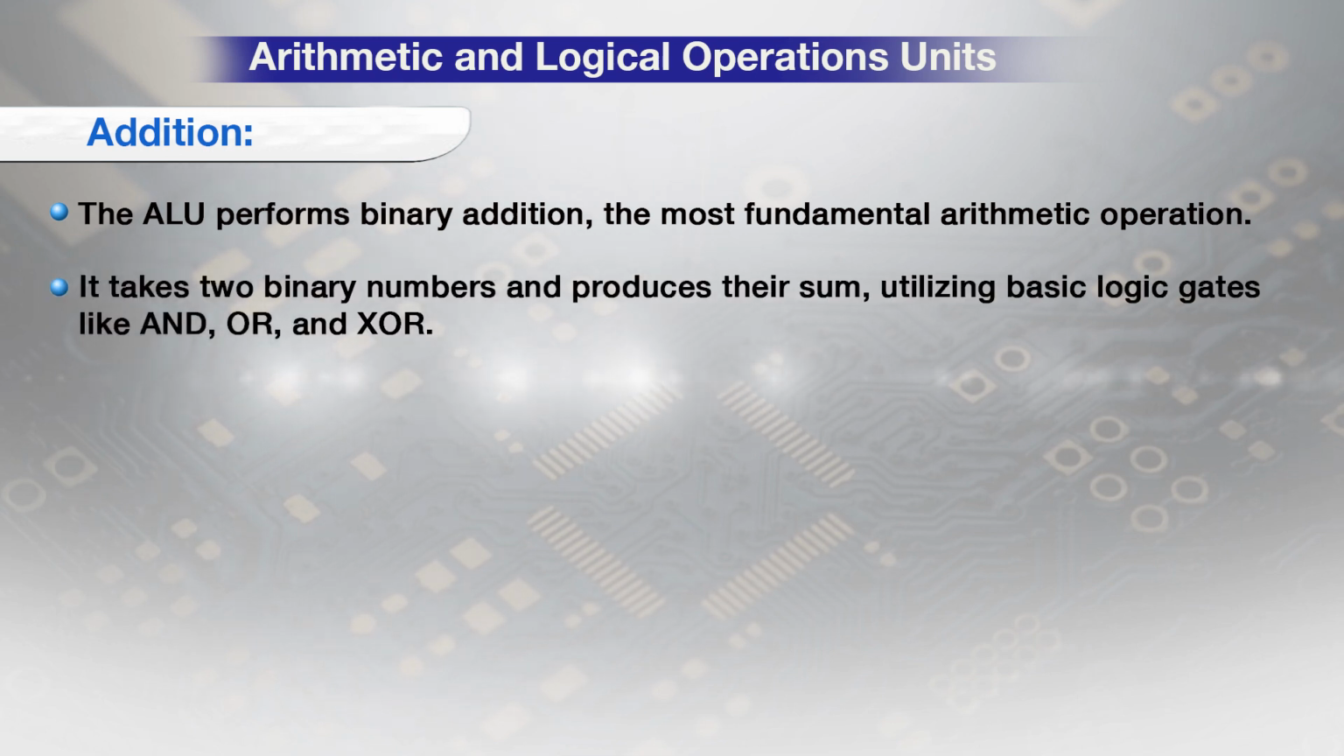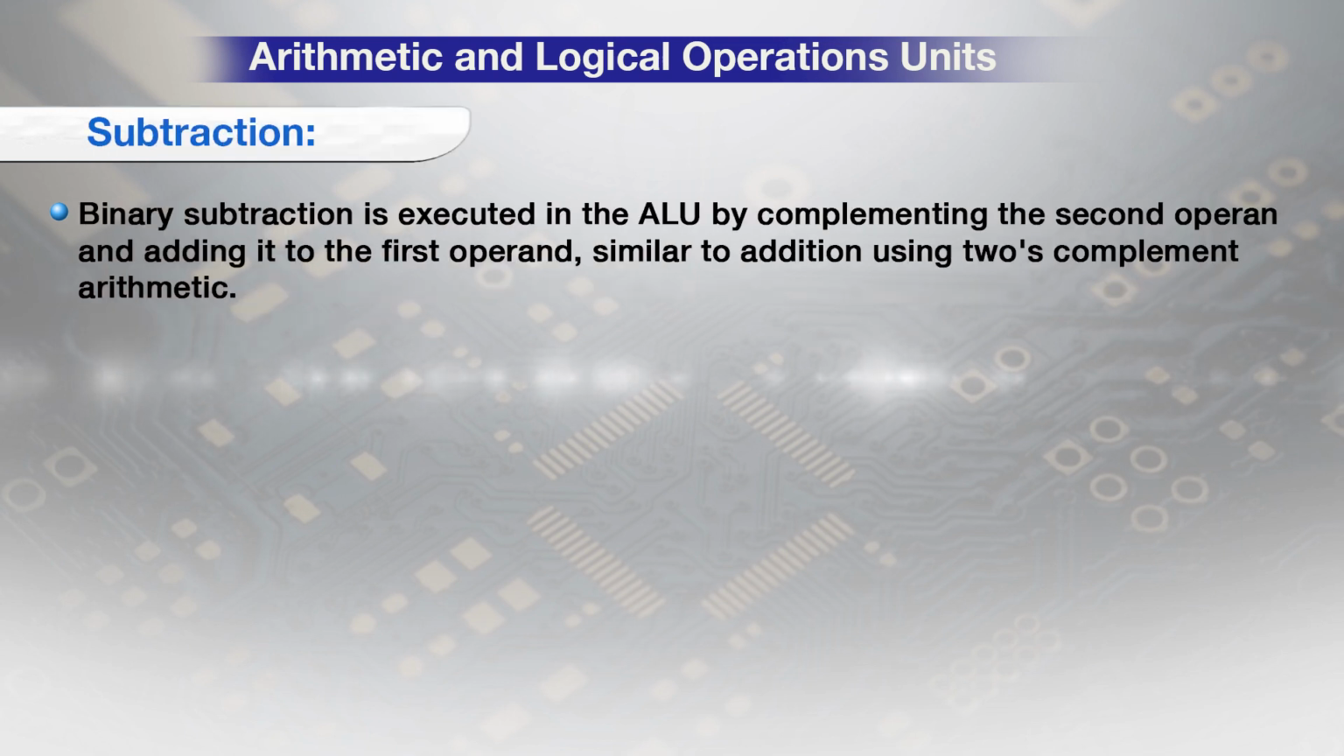It takes two binary numbers and produces their sum utilizing basic logic gates like AND, OR and XOR gates. Subtraction. Binary subtraction is executed in the ALU by complementing the second operand and adding it to the first operand, similar to addition, using 2's complement arithmetic.